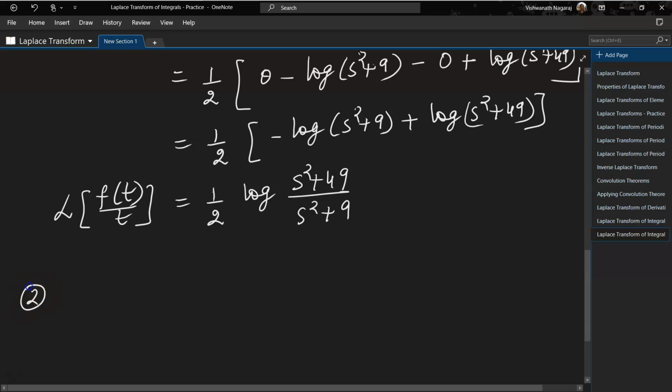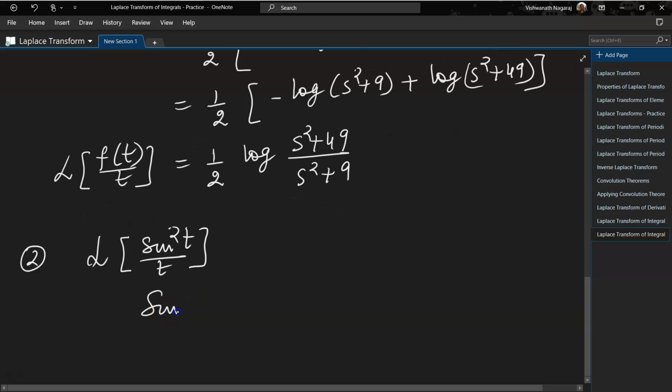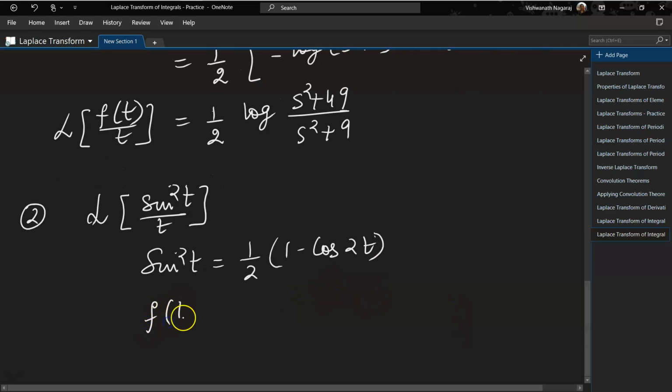Let's look at the second problem. Laplace of sine square t by t. Sine square t is equal to, again, trigonometric identities, 1 by 2 times 1 minus cos 2t. So we can treat this as f of t, 1 by 2 times 1 minus cos 2t.